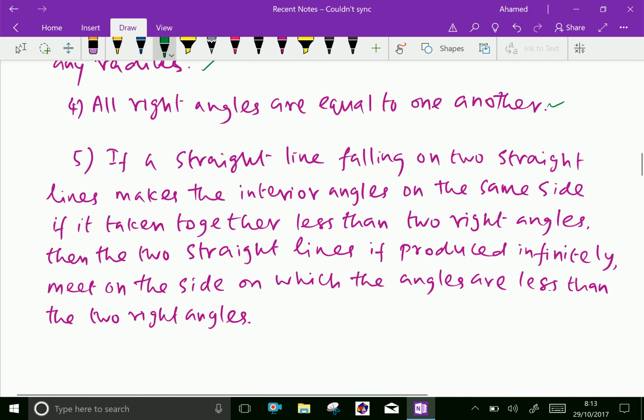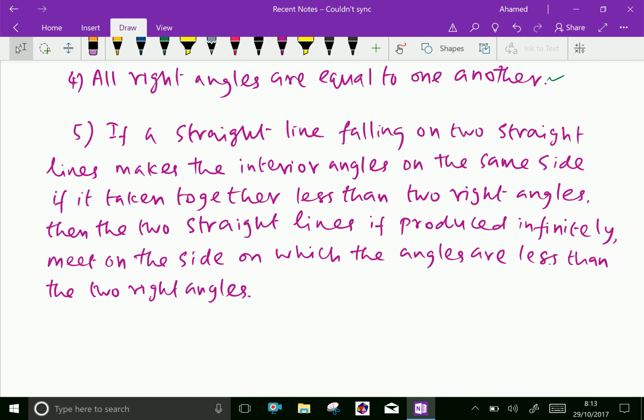Fifth one: if a straight line falling on two straight lines makes the interior angles on the same side taken together less than two right angles, then the two straight lines, if produced indefinitely, meet on the side on which the angles are less than two right angles.